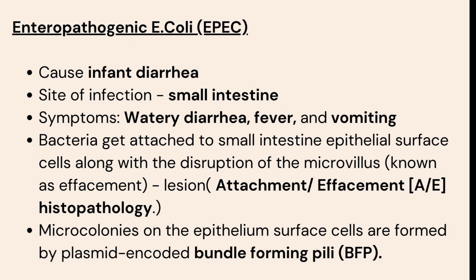Microvilli are small finger-like projections that extend from the surface of the epithelial cells, particularly the cells lining the intestine and kidney tubule. So the bacteria first attaches to the epithelial cells in the small intestine and they destroy the microvilli and produce a lesion on the microvillus known as attachment or effacement lesion. Now this enteropathogenic E. coli has hair-like appendages on its surface known as bundle-forming pili. So this bundle-forming pili helps the bacteria to adhere to the epithelial cells lining the intestine, and then they form microcolonies on the epithelium surface cells.